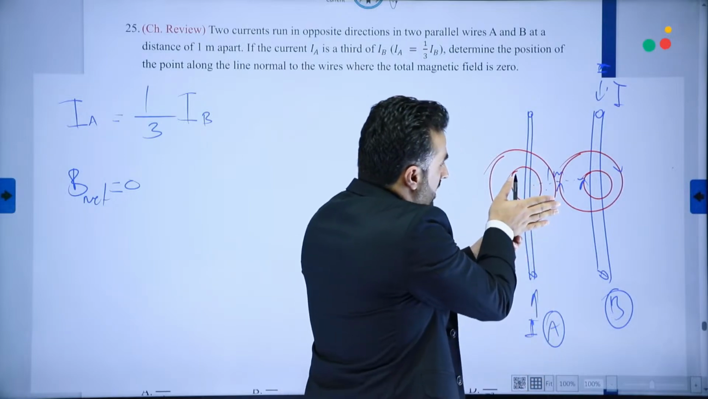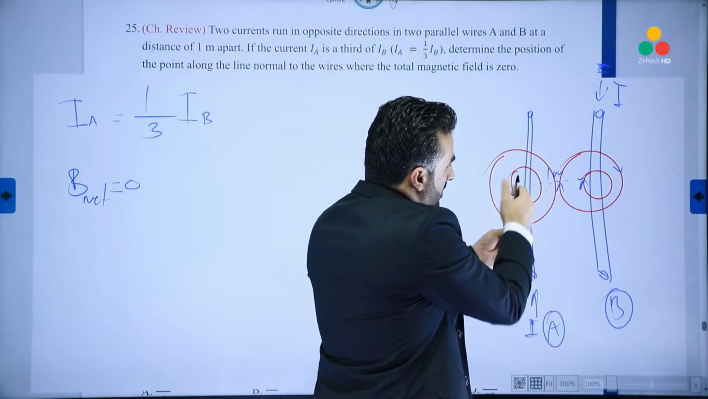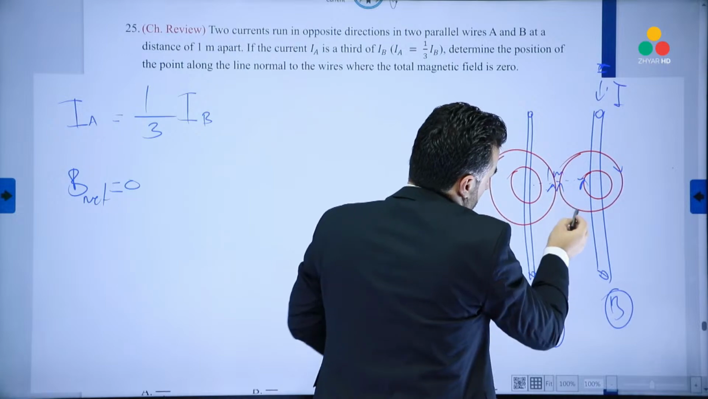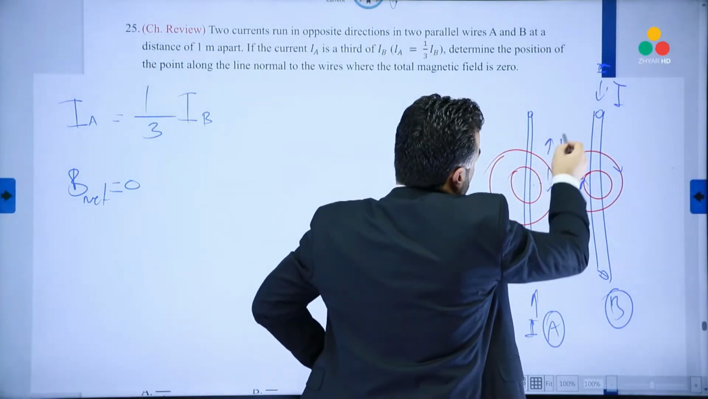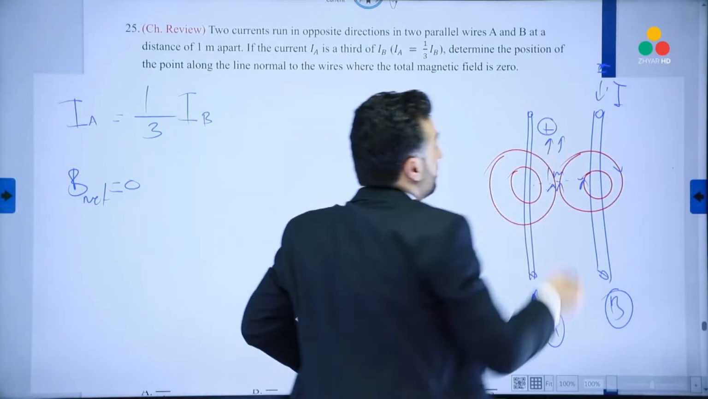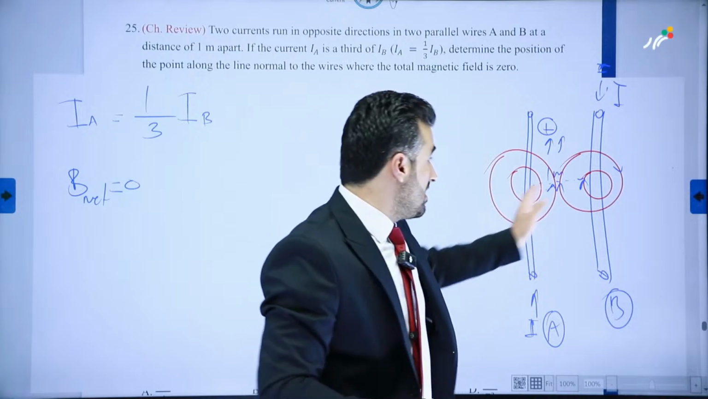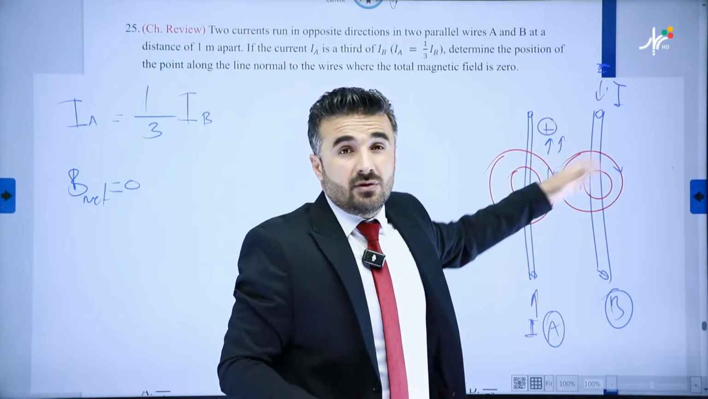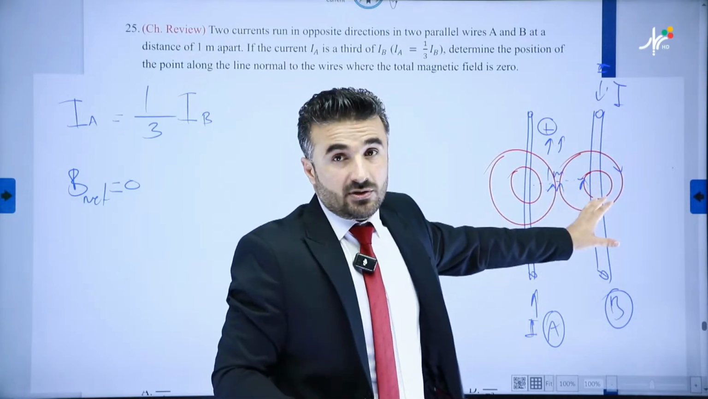If that is the case, then watch this. Using your hand, the direction of the magnetic field for this one here is going to be this way as well. And you do know that when the direction of the magnetic fields are in the same direction, we add them. So in this case, the direction of the magnetic field between the two wires is going to be additive, so it's not going to equal 0.